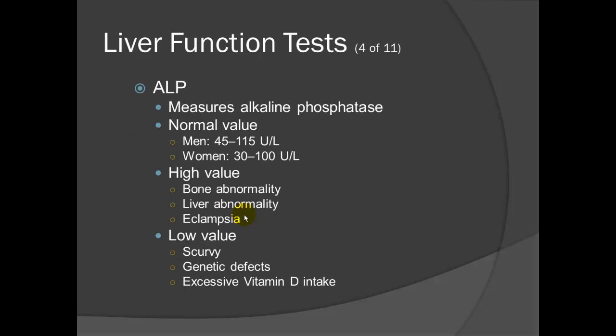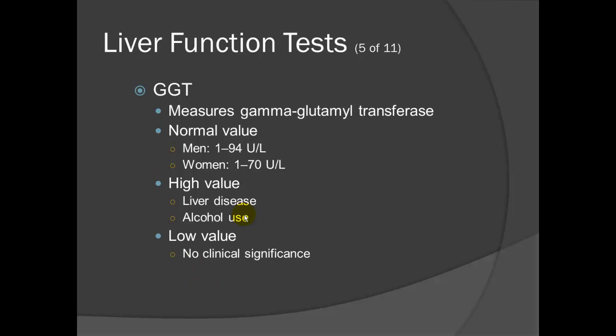Liver function test. ALP measures alkaline phosphatase. Normal value in men 45 to 115, in women 30 to 100. High value, bone abnormality, liver abnormality, or eclampsia. Low value, scurvy, genetic defects, excessive vitamin D intake. GGT measures gamma glutamyl transferase. Normal value in men 1 to 94, in women 1 to 70. A high value would say they have liver disease or possibly a large amount of alcohol use. Low value has no clinical significance.